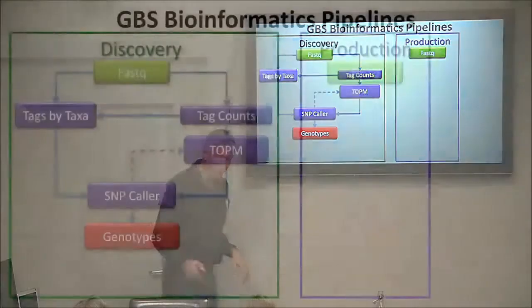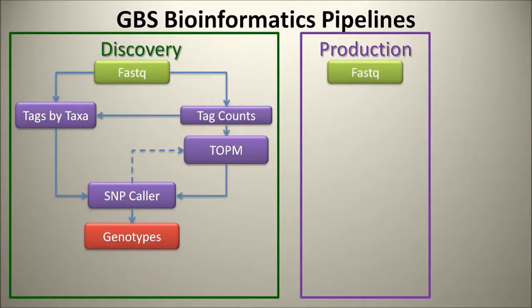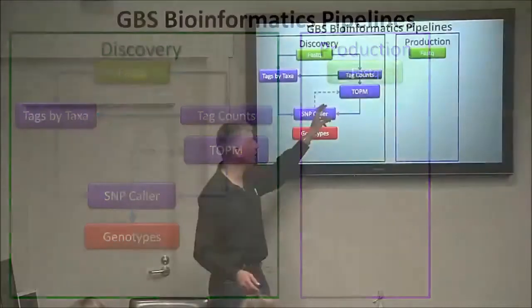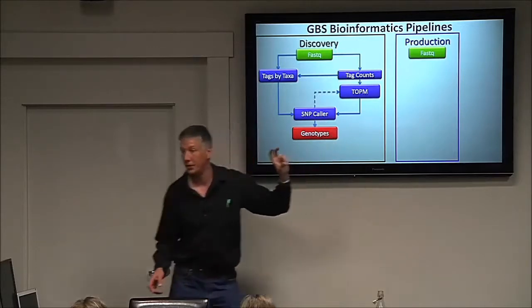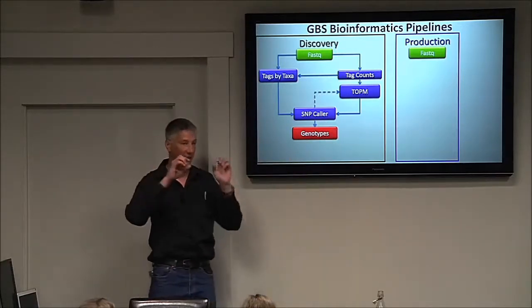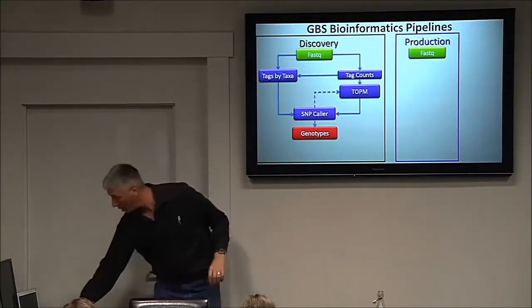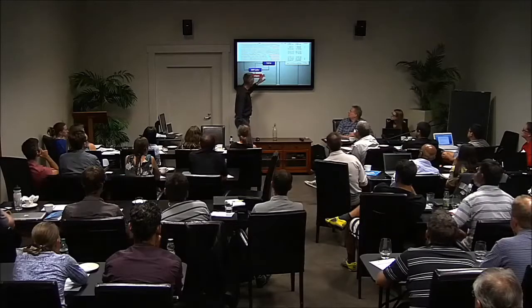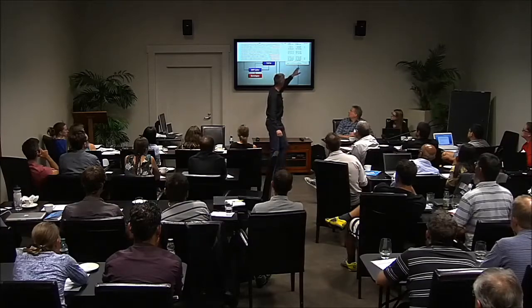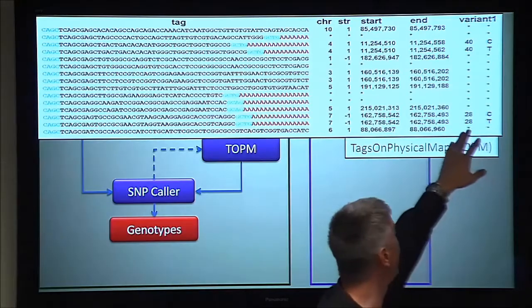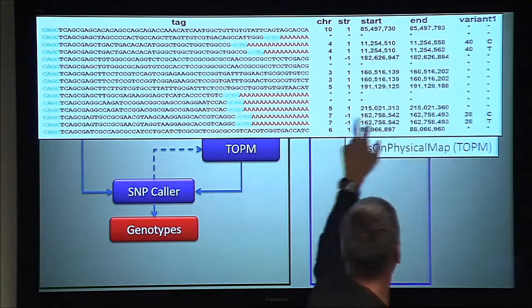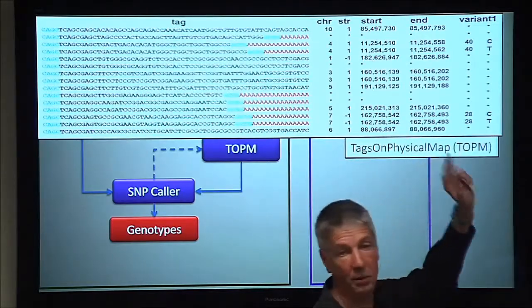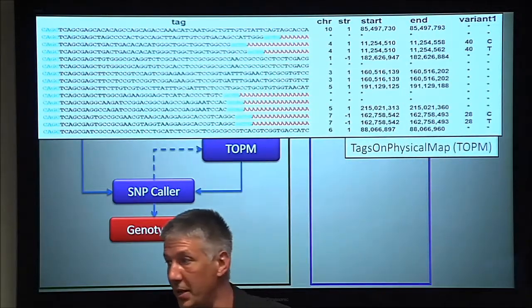There's a flag on the SNP caller that will update the tags on physical map file with the variants that are called, which essentially allows this to become a dictionary. Does that make sense? You say, if I see this tag, I know what the SNP is. This is what we would call a variant modified tags on physical map file. And we have additional information over here. This says, in position 28 of that tag, the SNP is a C. Okay, does that make sense?